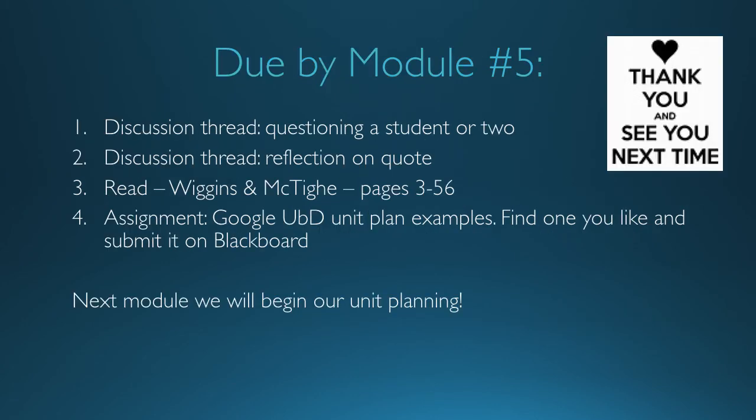So due by module number 5, you have 2 discussion threads, one after questioning a student or two, and one reflecting to the quote. Please read Wiggins and McTighe, pages 3 through 56. And one last assignment is to Google UBD unit plan examples. Find one that you like and submit it on Blackboard. And the next module, we'll begin our unit planning.